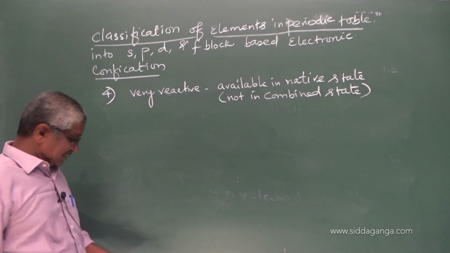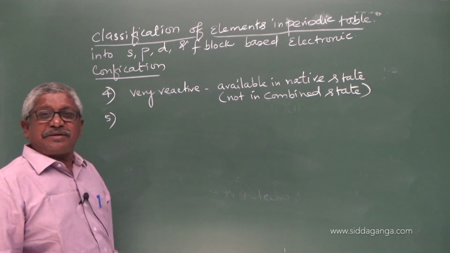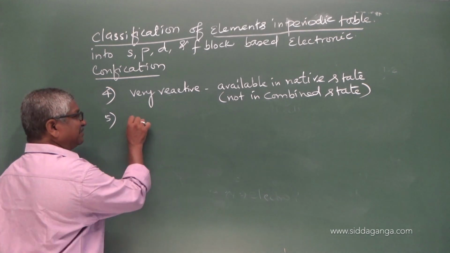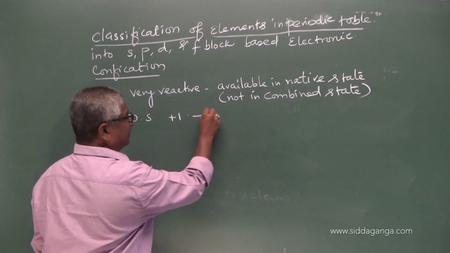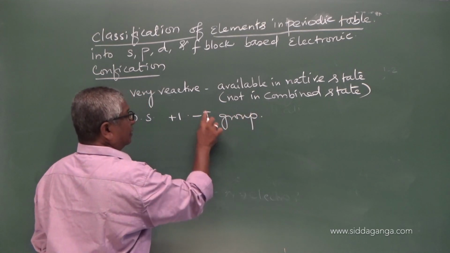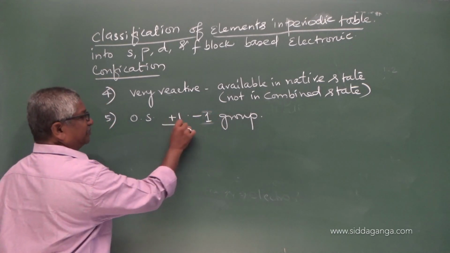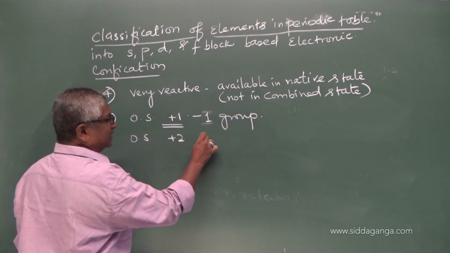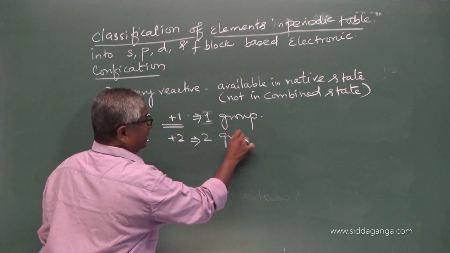And next, it is the first group elements, which is called alkali metals. It has the oxidation state of +1. First group has oxidation state of +1. Oxidation state is +2 for the second group elements.